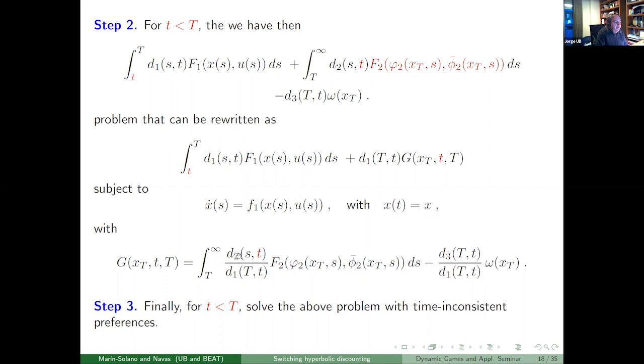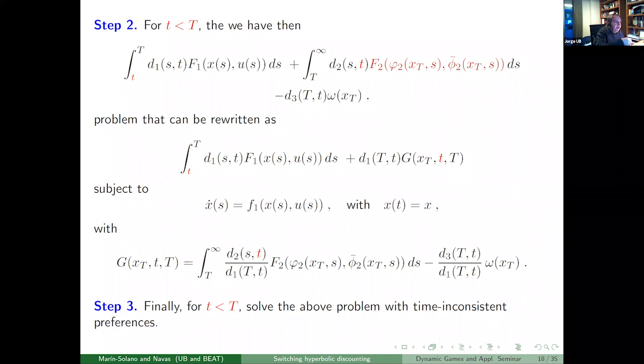So in some way we can write this problem in this way. In fact, we want to maximize the integral from small t to capital T plus D1 times this final function. Here, this would be a case of free terminal time problem, and this is the big difference with a problem with the standard discounting: this final function depends on the initial position of the decision maker, the small t, okay? So we solve this problem by using any of the dynamic programming equations that we have seen before.